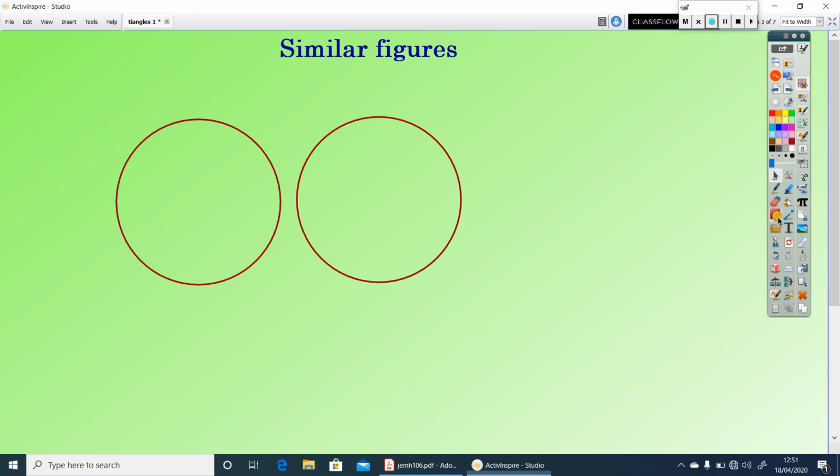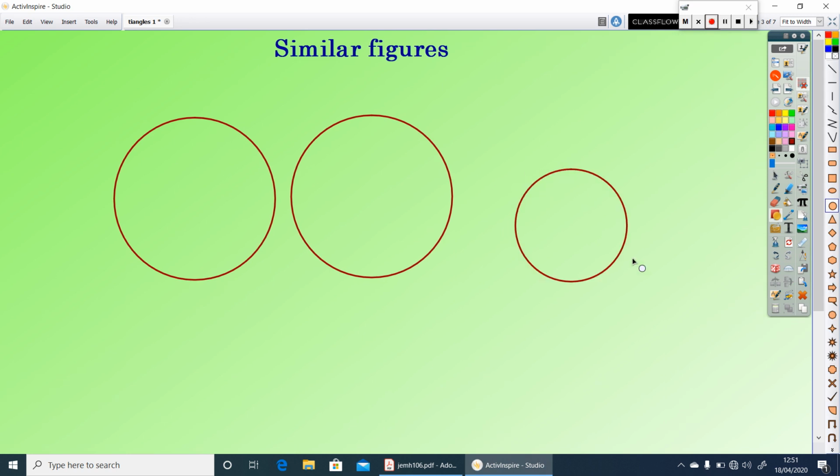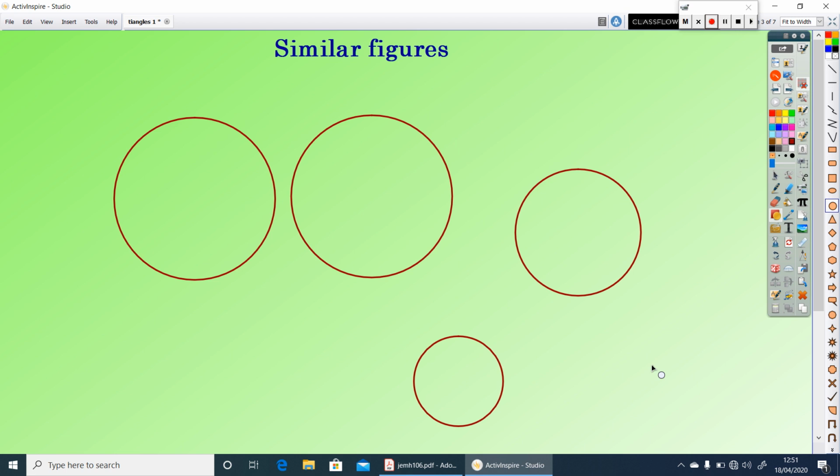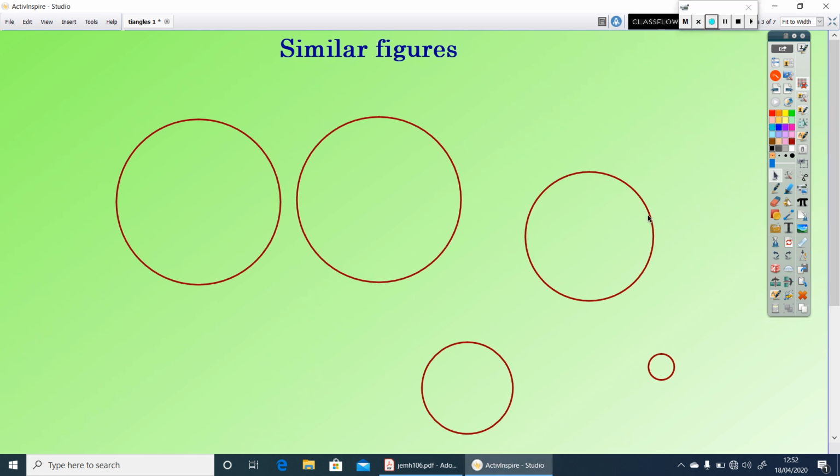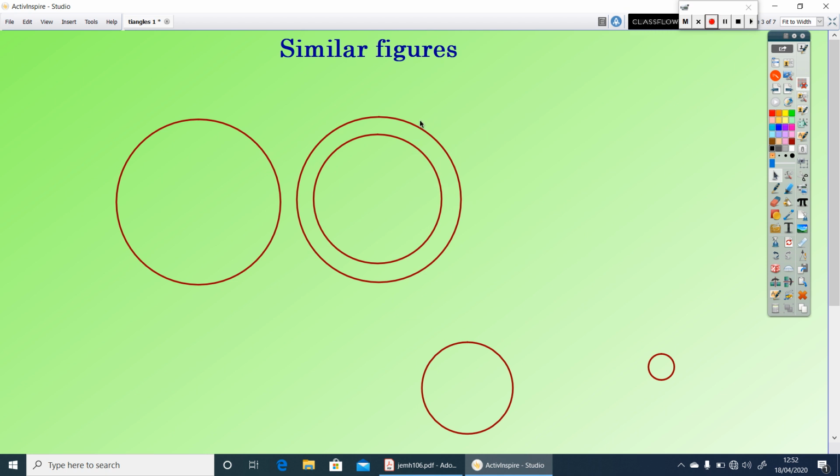Now let me draw some more circles. Are they congruent? No. Of course they are not. Are they similar? Just take one circle and keep it here. Again, these two are similar, having the same shape. If you keep them here, you can say all circles with different radii are similar, but they are not congruent.